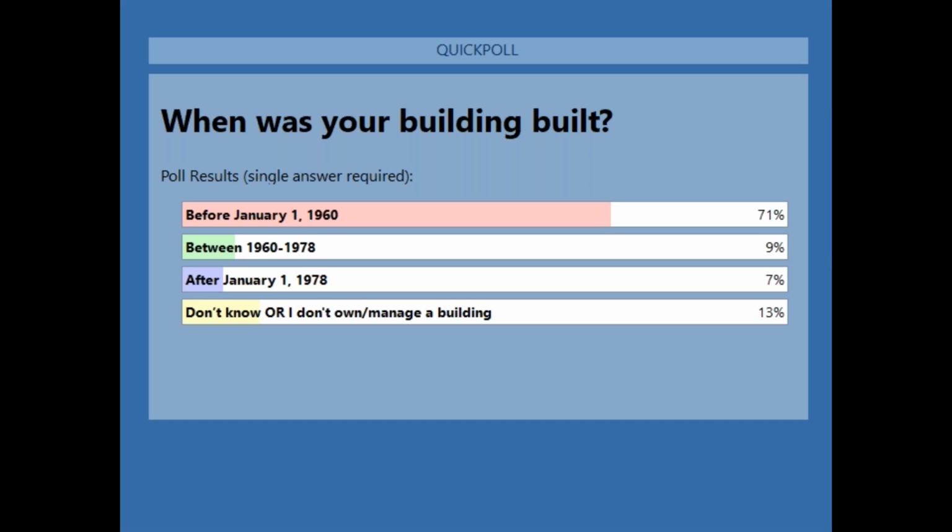Now, for 7% of our audience, your buildings were built after January 1st, 1978. So for you, the good news is that it's very, very unlikely that there's lead-based paint in your building, and the provisions of Local Law 1 are not going to apply in your building. So that's excellent news for those of you whose buildings were built after 1978. And so this is good information for everybody to keep in mind as we proceed to understand to what extent the Local Law 1 rules do apply to you.